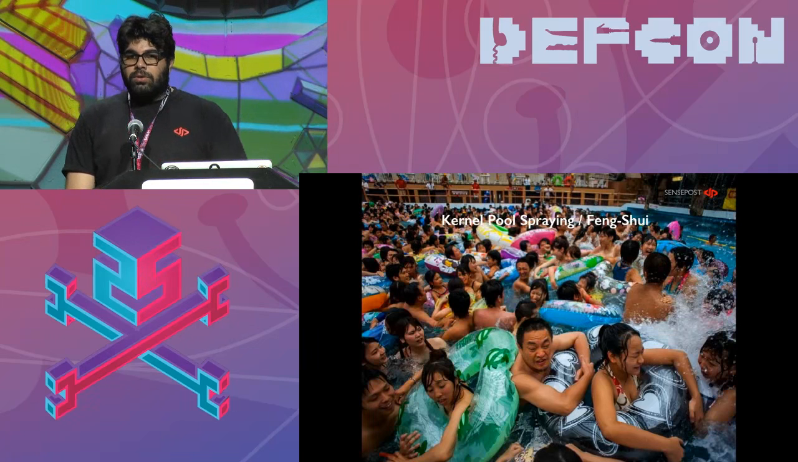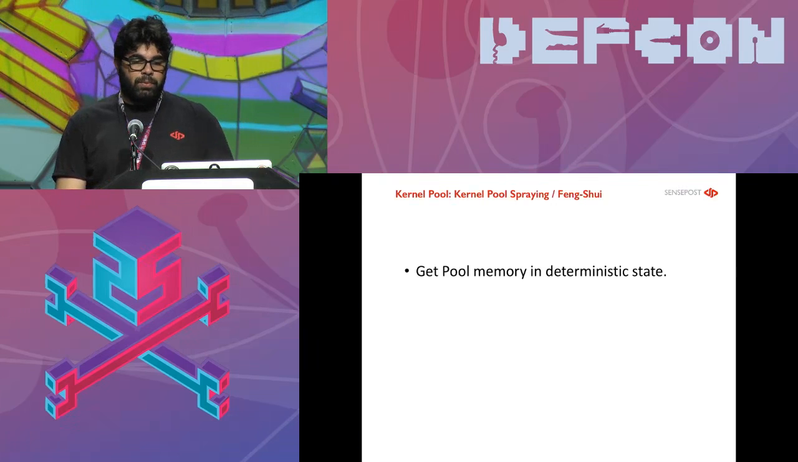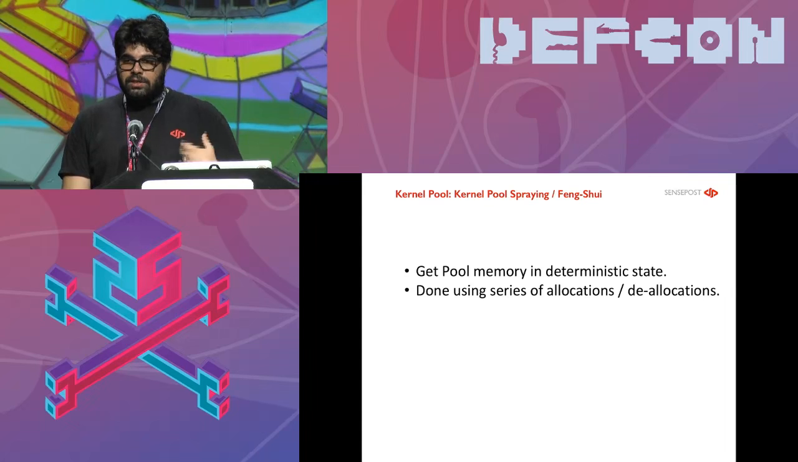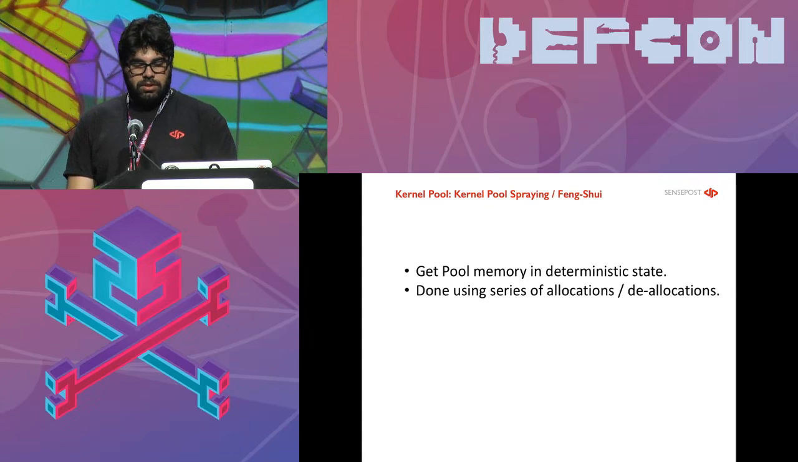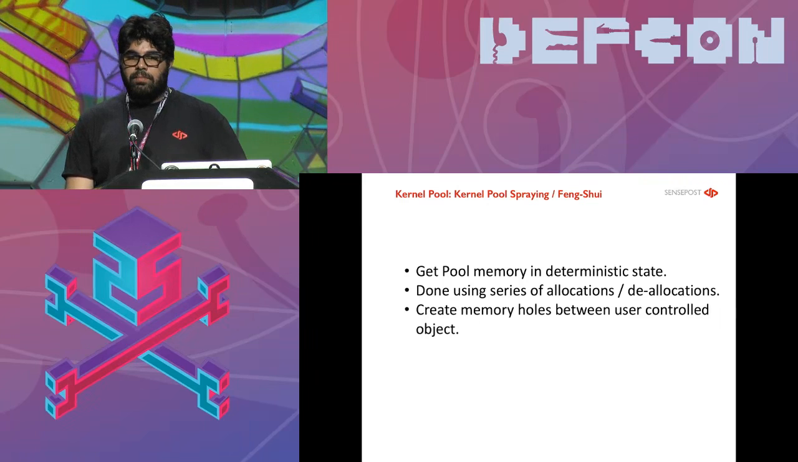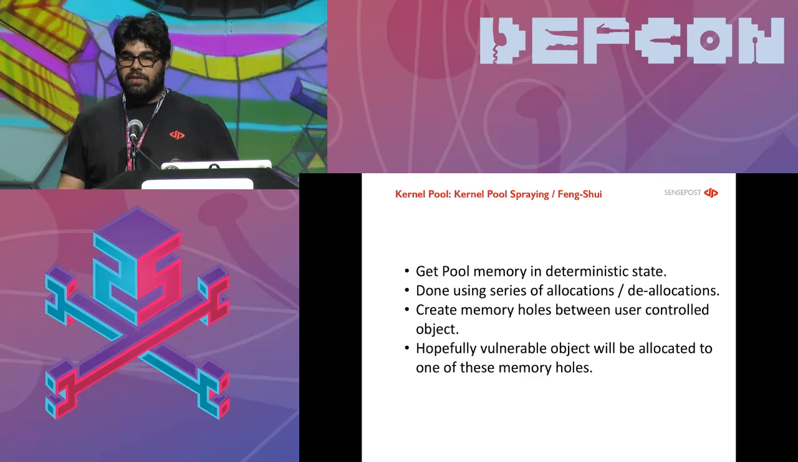The next thing I want to talk about is kernel pool spraying. Why do we do kernel pool spraying or feng shui in exploit development? First of all, it is used to get the kernel pool memory in a deterministic state. The way it does it is by doing a series of allocations and deallocations. The series of deallocations is used to create memory holes that hopefully our vulnerable object will be allocated to, thus having our vulnerable object allocated in a space between objects under our control that we can abuse to gain an extra exploit primitive or an extra access to the memory next to it.